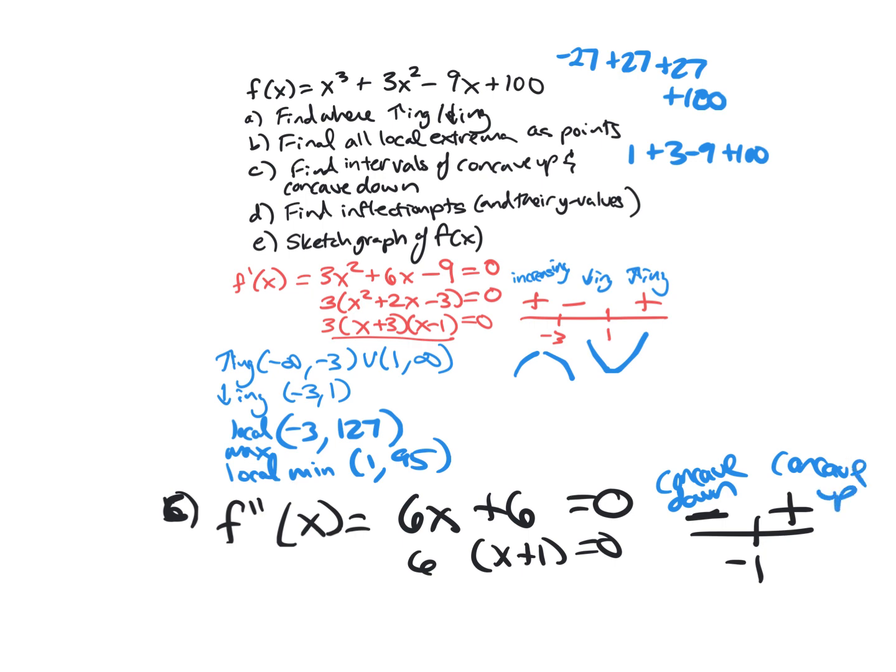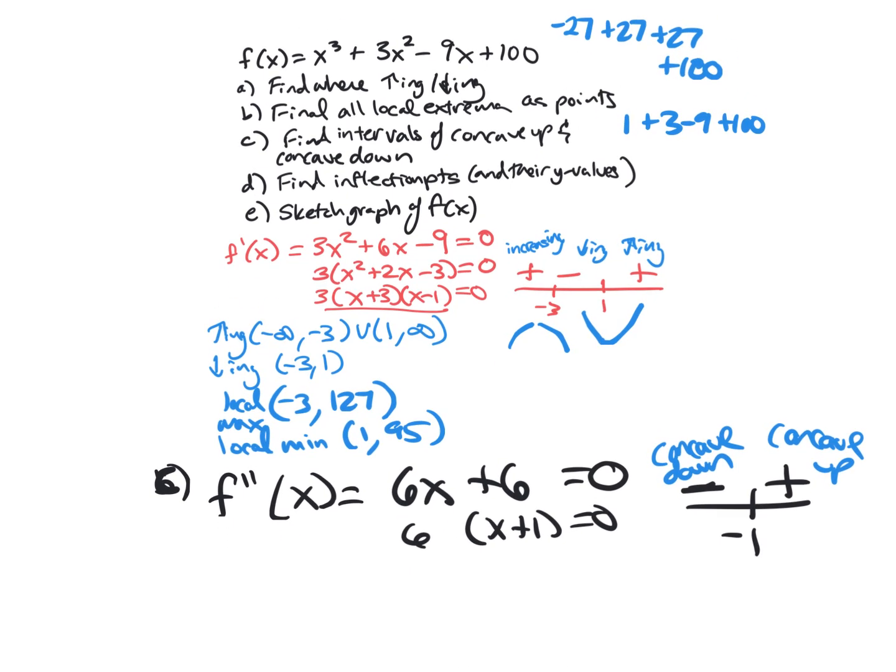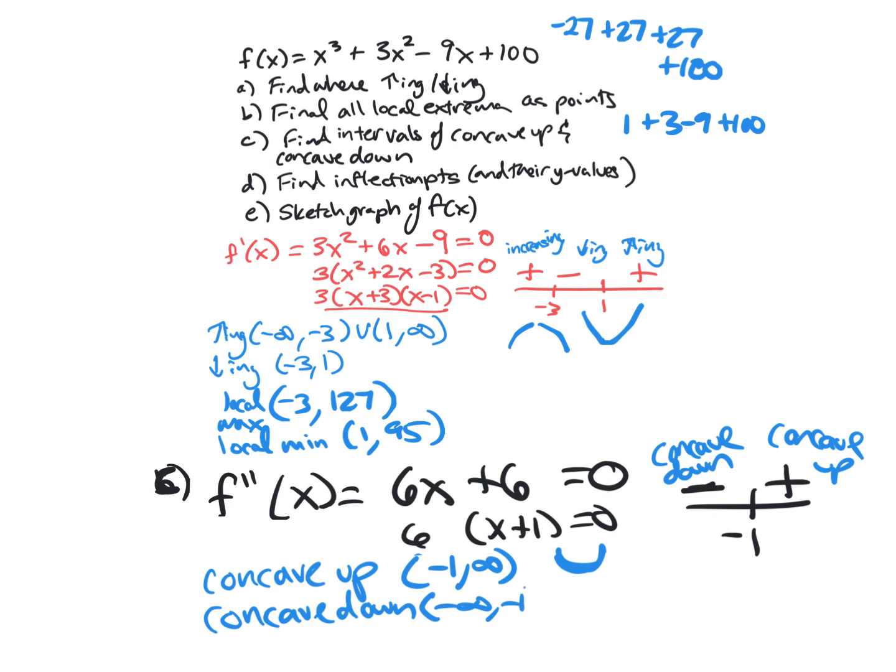Okay, so part C is asking for intervals of concavity. So we're going to write concave up from negative infinity, oh, not negative infinity, I'm doing concave down. It's concave up where the second derivative is positive. So we're going to say -1 to infinity. Think of it as a smiley. And then concave down, I think of it as a frown. So that's -infinity to -1. So that would look like that.